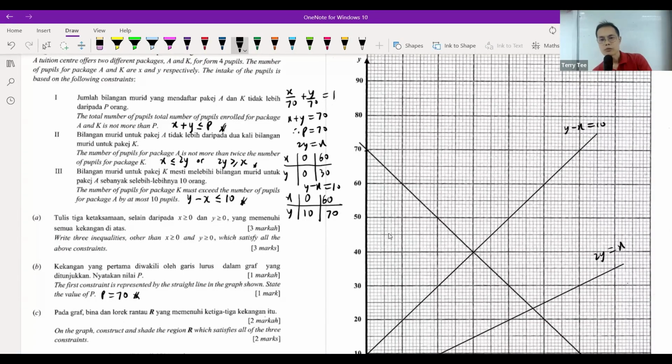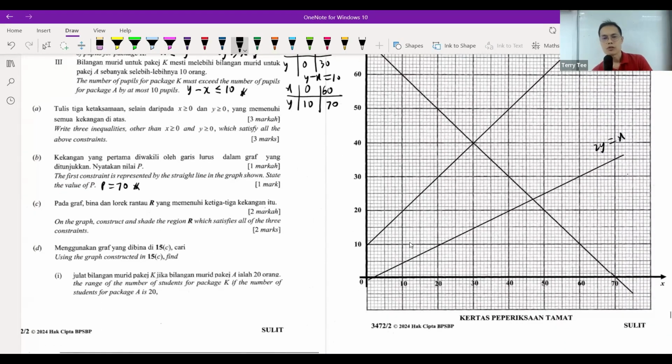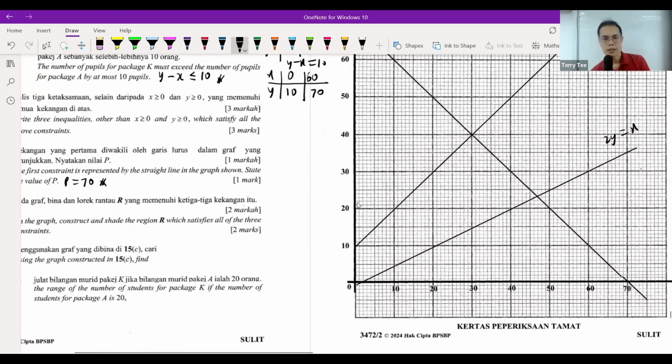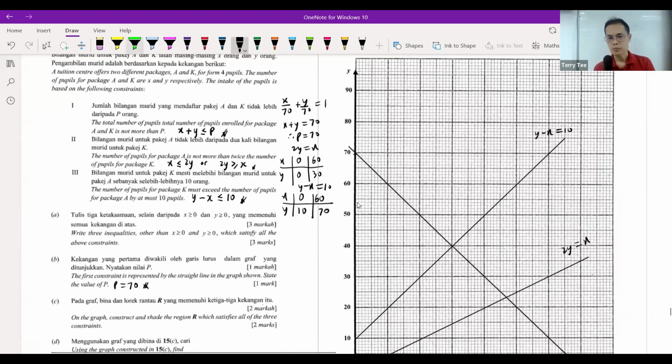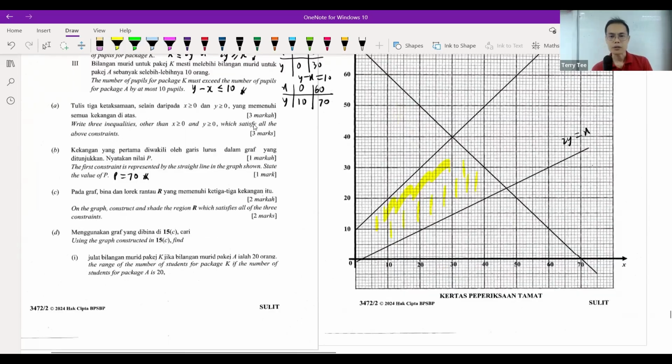Okay, now we're going to shade the region. Look at the inequalities. The first one is x plus y less than or equal to 70, so it's below this line. For the second one, you need to read your y, 2y greater than or equal to x, so it's above this line. Just confirm the third inequality: y minus x less than or equal to 10 is below this line. So we know this part is off, and this part is off. Your region is a quadrilateral here, so we just shade this. This is your region of feasible solutions, and normally we label it with the symbol R.